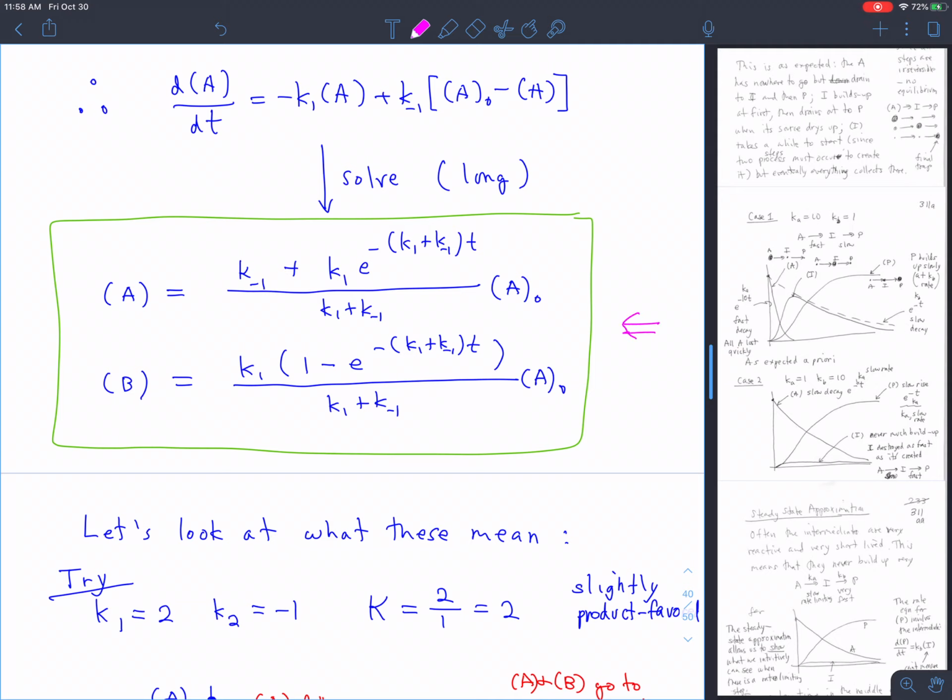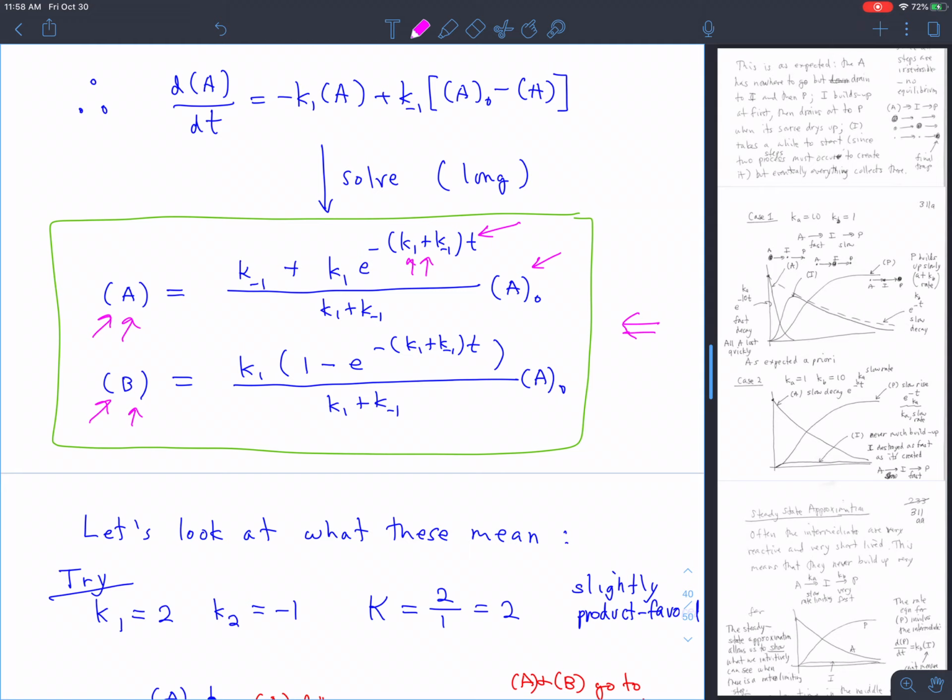Looks medium complicated. We're going to get more complicated cases than this in a little bit, but it's complicated enough. Here's the concentration of A. Here's the concentration of B as a function of time, right? So this is giving us the whole time course of the chemical reaction for this simplest of all reversible chemical reactions. It's going to tell us what the concentration of A is at every point in time, and also what the concentration of B is at every point in time, depending on the rate constants for the forward and backward reactions and the initial amount of A that was present.